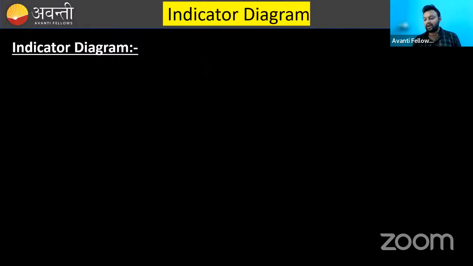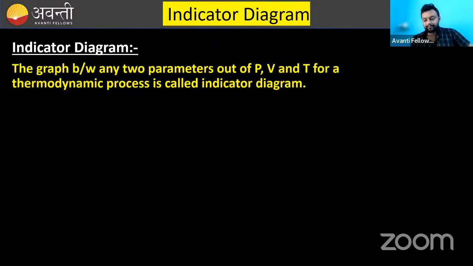Indicator diagram. Now our physics of thermodynamics starts. Generally, why are they called indicator diagrams, and what are indicator diagrams? So the simple definition is the graph between any two parameters out of P, V, and T.